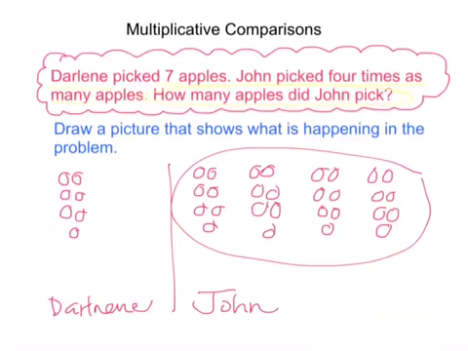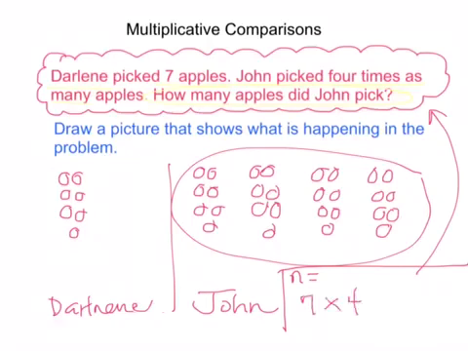So technically, if you were to count all of John's apples here, you would get your final answer, which would be 28 apples. Also, you're going to be needing to write an equation using n as the variable. So remember, we want to say n equals. So back to the information up here, we knew Darlene picked 7 apples, and John picked 4 times as many. So we could do 7 apples times 4 equals n, and then when we solve our equation, 7 times 4 we know equals 28. And technically, we're talking about 28 apples.